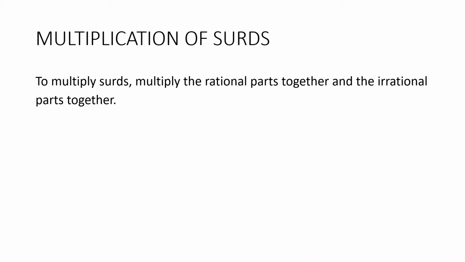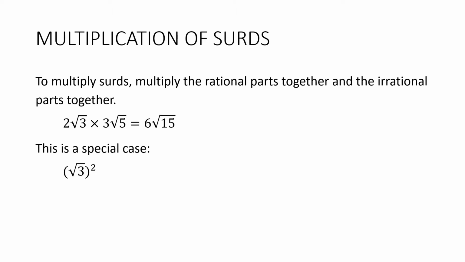To multiply surds, we multiply the rational parts together and the irrational parts together. So 2 root 3 times 3 root 5 is going to be 6 root 15. Now here's a special case. When we square a surd, that's the same as root 3 times root 3, which is the square root of 9, which is 3. But can you see a shortcut to get from here to here? Well actually the square and the square root are opposite operations, so they cancel each other out. So we can just do this, and it's equal to 3.